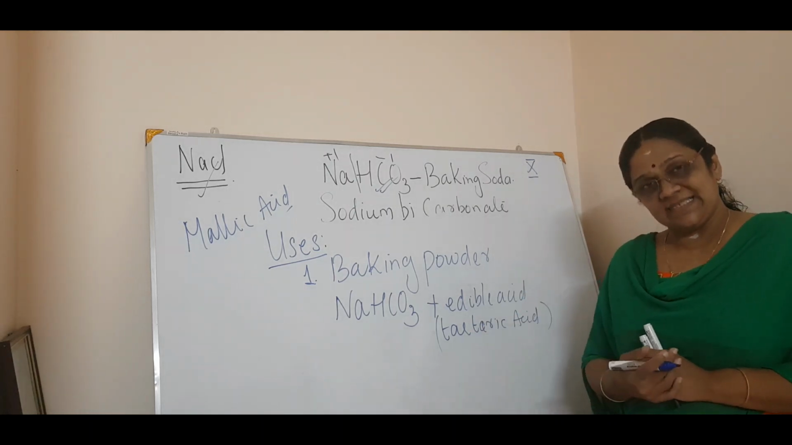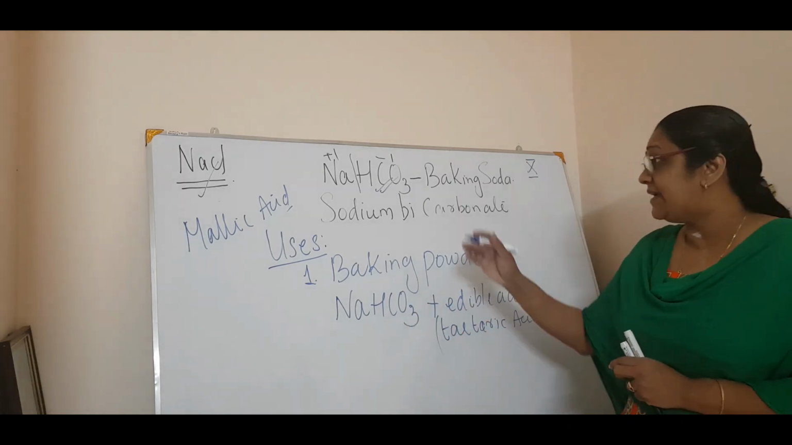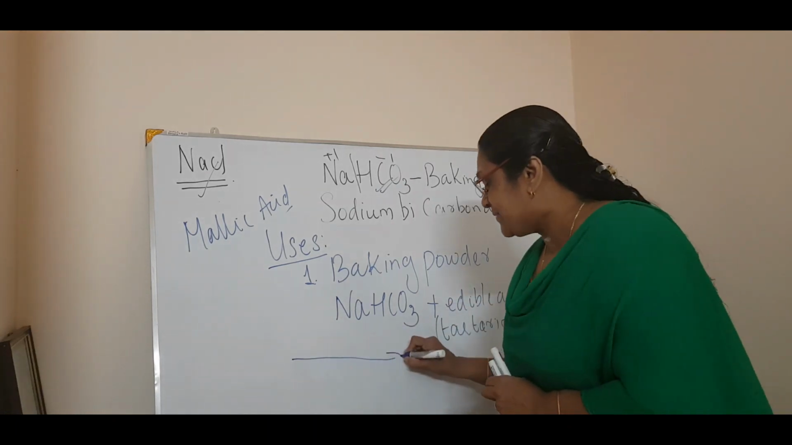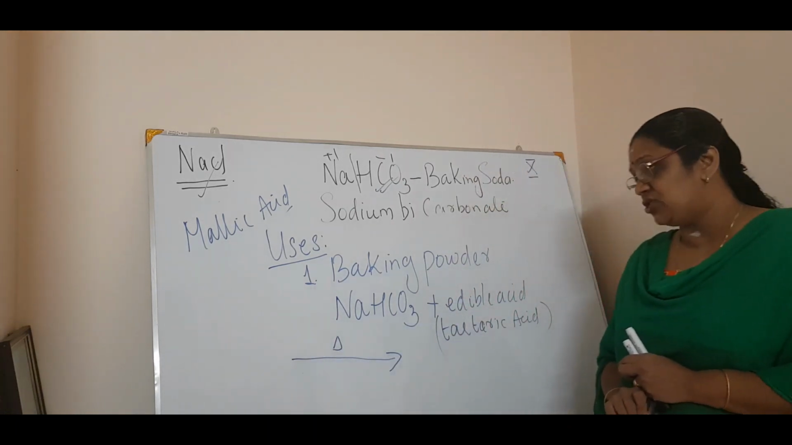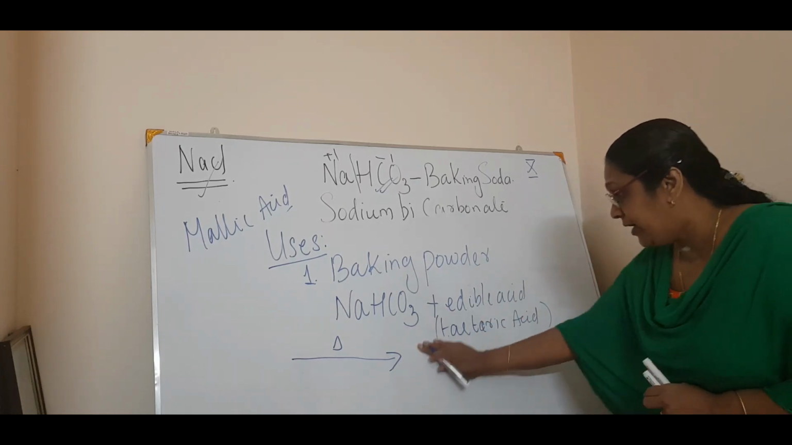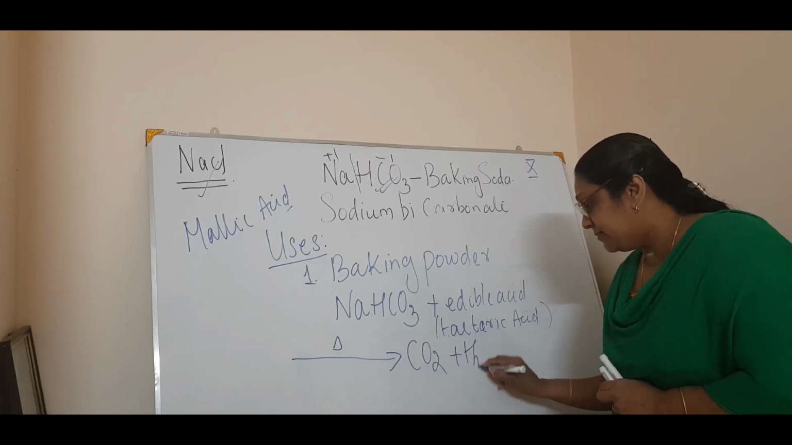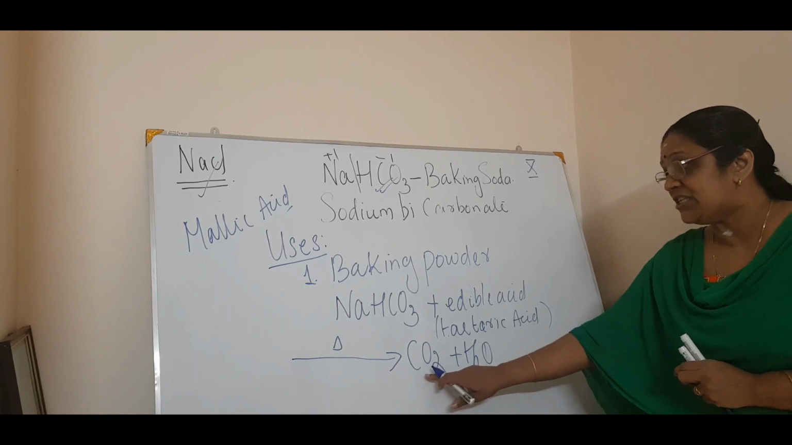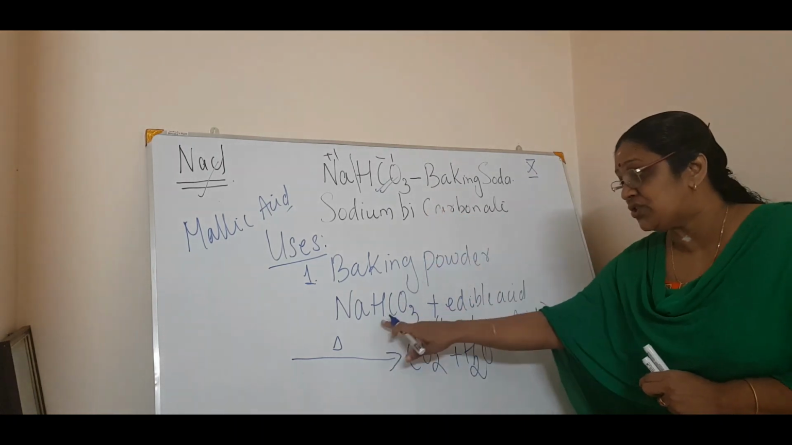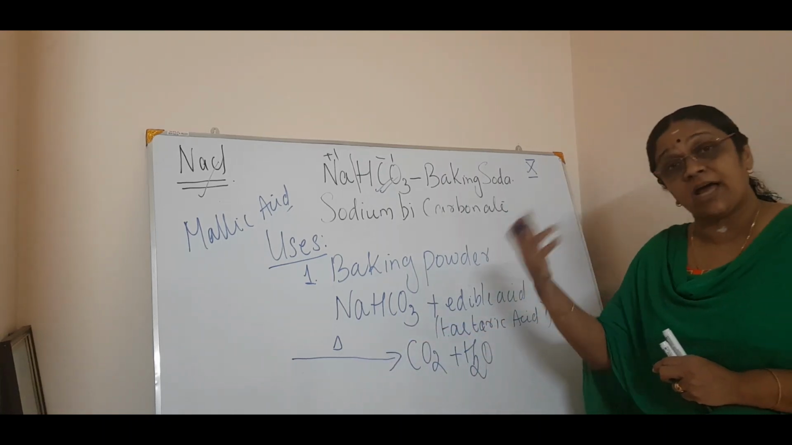So any edible acid, when you treat it with sodium bicarbonate, that is our baking soda, when you heat it or mix it with water, anything will do. Listen very carefully, you will get carbon dioxide plus water. That is the main product. In the last reaction, with sodium bicarbonate on heating, you got carbon dioxide plus water and sodium carbonate, isn't it?